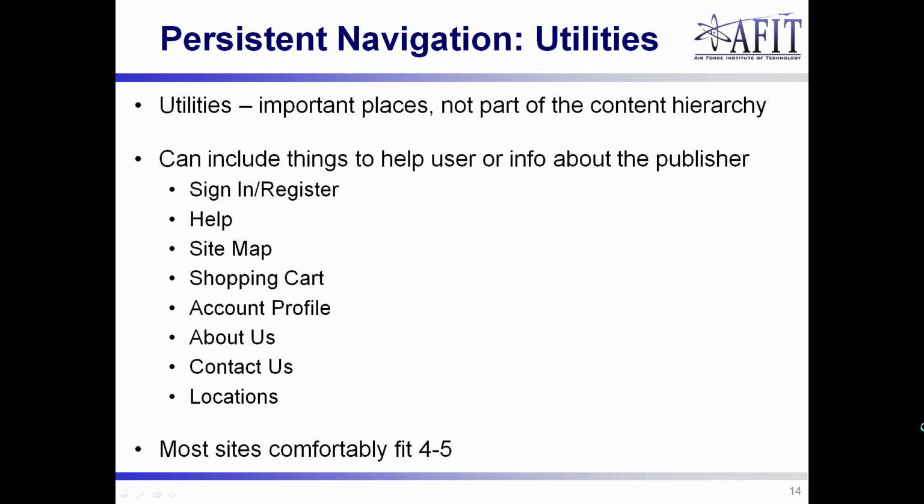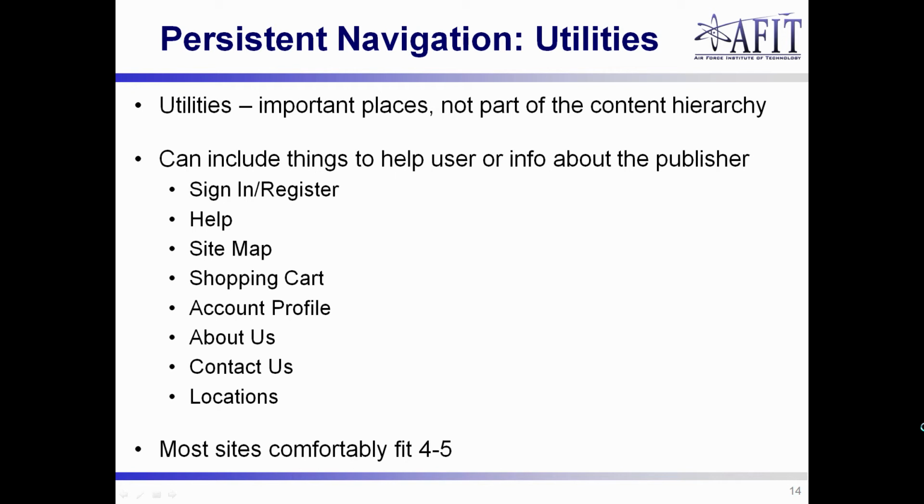We've also got the utilities. These are those important places that are not really part of the content hierarchy, but still want to be included on the front page. And they can either include things that help the user or information about the publisher, right? So helping the user might be sign in, register, help, sitemap, shopping cart, account profile. Things about the publisher might be the about us, the contact us, the locations.